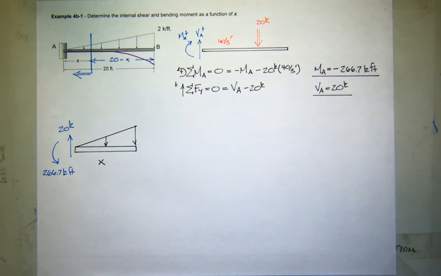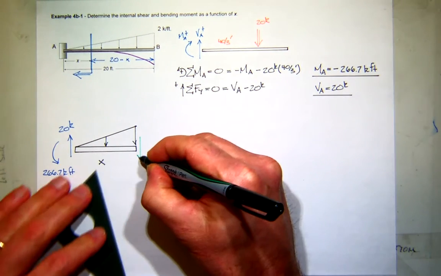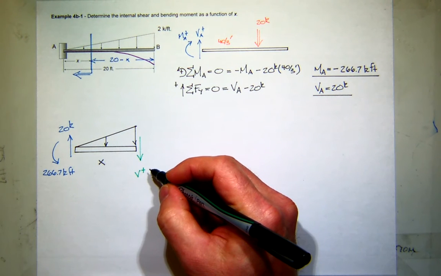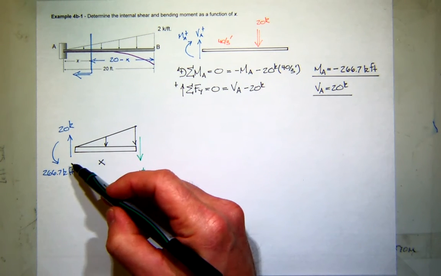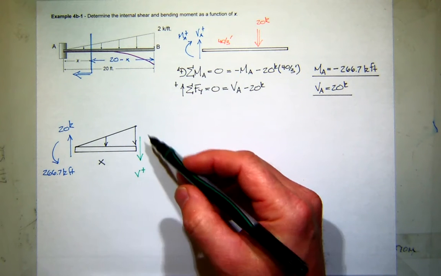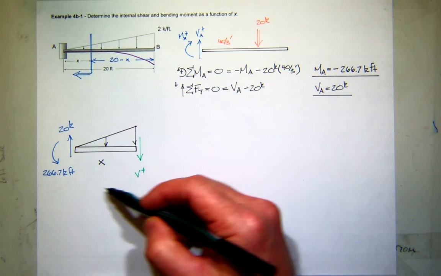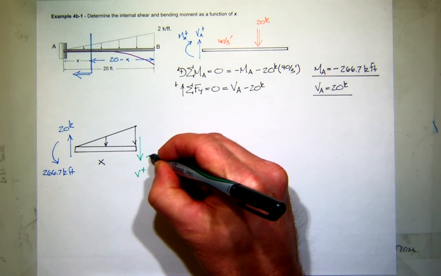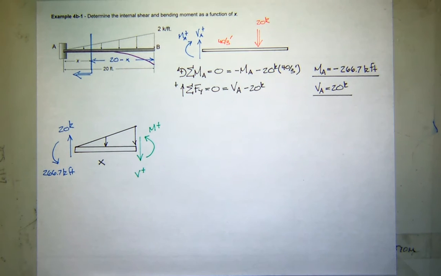On the cut surface, I will assume positive shear. This is an interesting idea. You can see it here. This is also positive shear, and this is positive shear. You see that combined, they're causing the structure to want to rotate clockwise. And then I'm also going to assume positive bending moment.